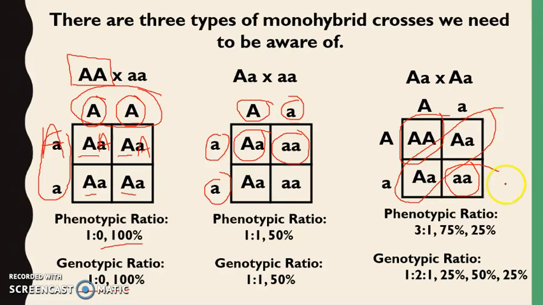Now the genotypic ratio here is what's fun. When you look at this, you see a 1-to-2-to-1 ratio: 1 homozygous dominant, 2 hybrids, and 1 homozygous recessive. So let's go ahead and practice with this a little bit.